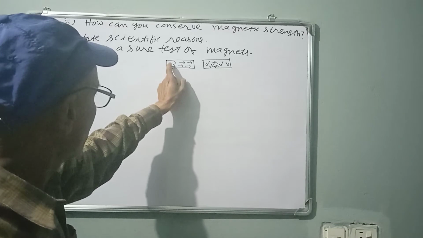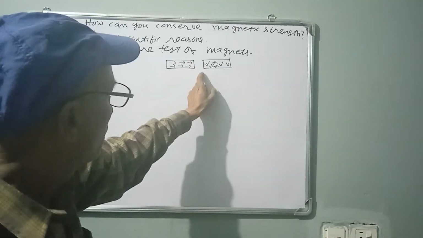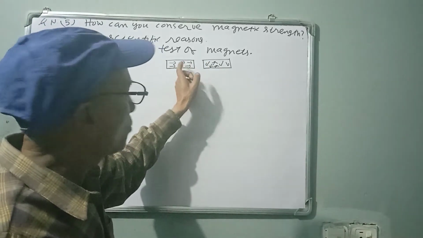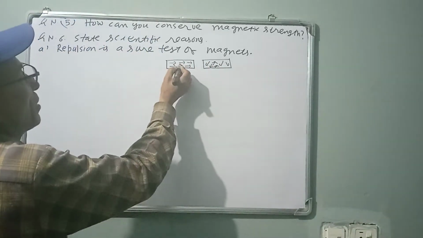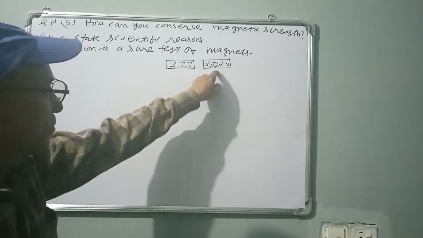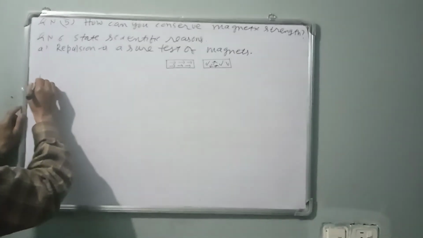There is maximum magnetic force at the poles of a bar magnet, but there is no attraction in the middle, but there is attraction everywhere in a magnetic substance. So repulsion is a sure test.